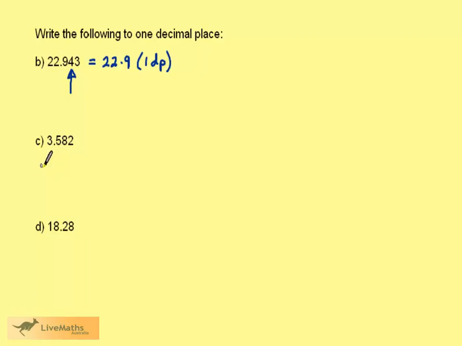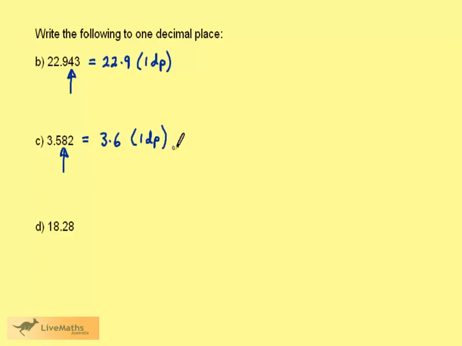For 3.582, the second decimal place is an 8. 3.582 is between 3.5 and 3.6. And since this is an 8 in the second decimal place, it's closer to 3.6. So we get 3.6, correct to one decimal place.